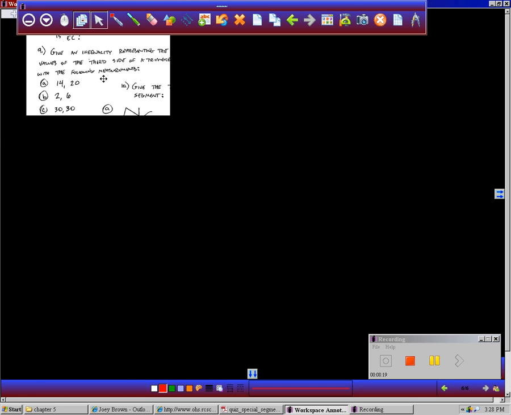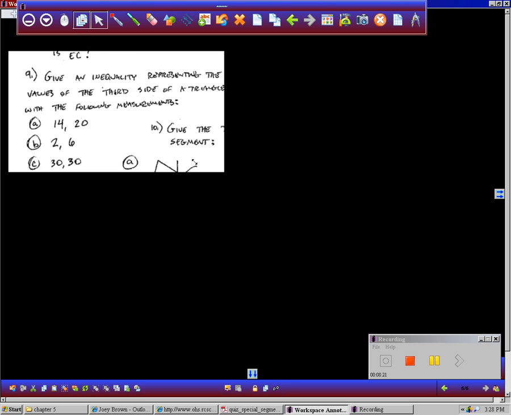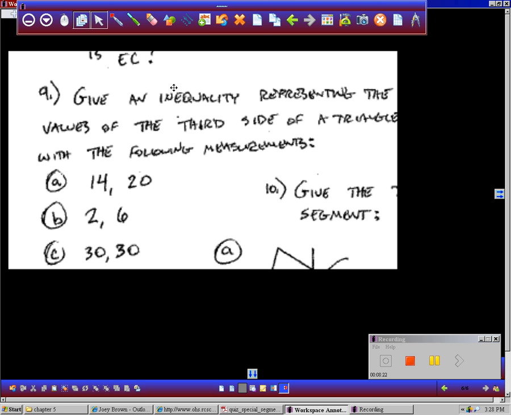So number 9. Give an inequality representing the values of the third side of the triangle with the following measurements. So basically it says, hey, these are your first two. What's your third one? Your third one's going to be x, so it has to be in between 20 minus 14 and 20 plus 14. So that's how you do that.